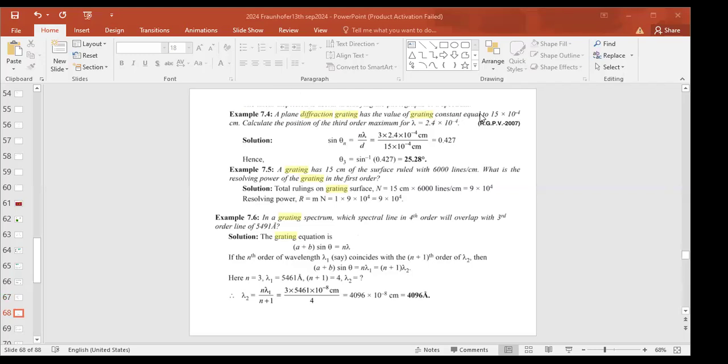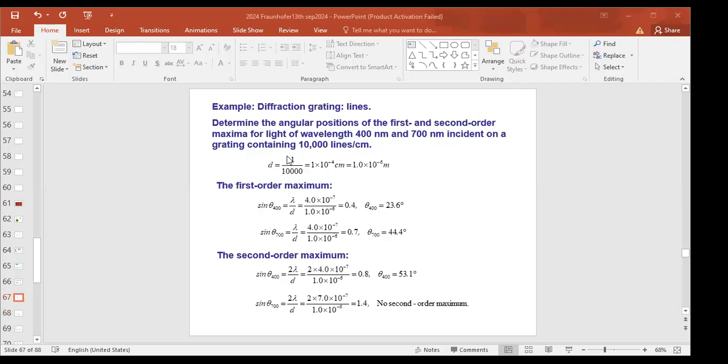But if you consider this question here, to use the D sine theta is equal to n lambda equation, the grating constant is directly given. So that D is given. And in this one, a grating has 15 centimeter of the surface ruled with 6,000 lines. So from that, you have to calculate the D.